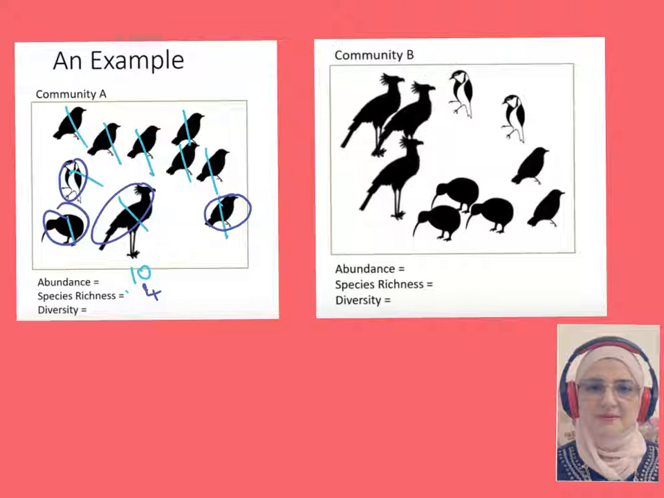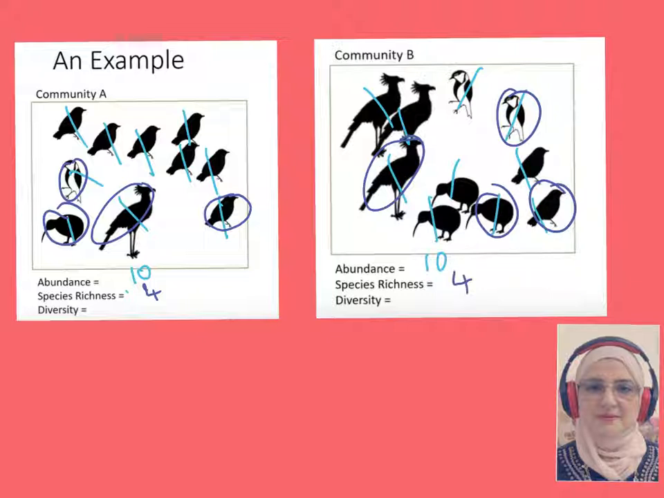4 species richness. While in Community B, looking for the abundance, 1, 2, 3, 4, 5, 6, 7, 8, 9, 10. So we have 10 organisms here. Species richness, the number of species, 1, 2, 3, and 4. So both communities have the same abundance and the same value of species richness.